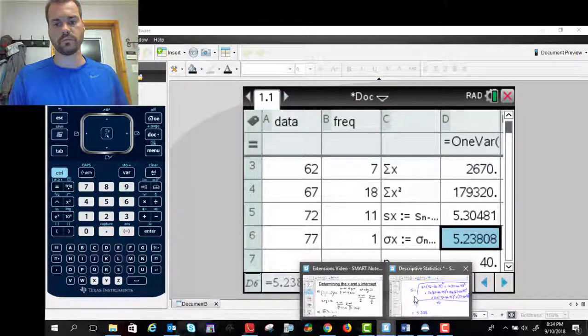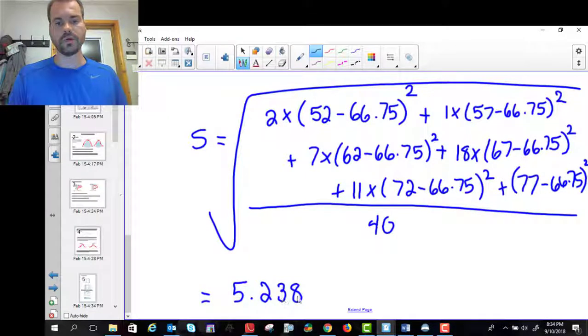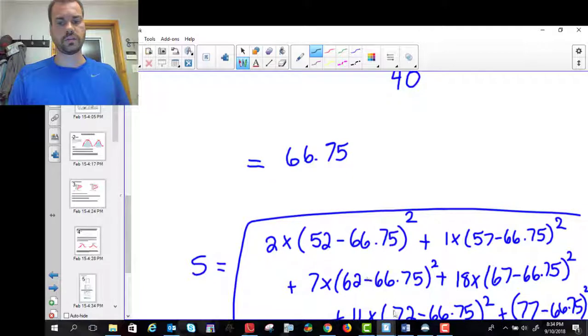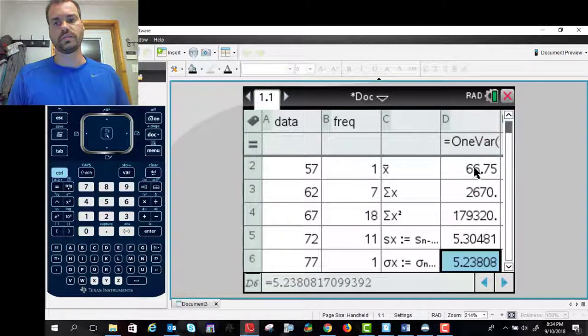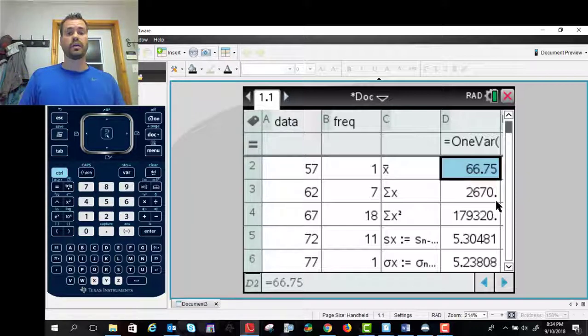And if you go back here, that's what we got here. Our mean, if you look at the mean, it's going to tell you it's 66.75. And our calculation, if we scroll up here, it's 66.75. So that's how you use the calculator. I would encourage you to use the calculator, but that is what standard deviation is.